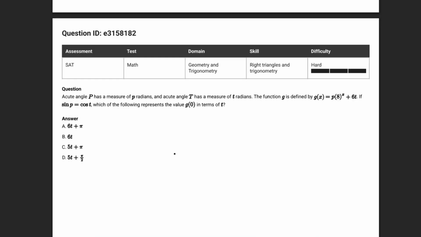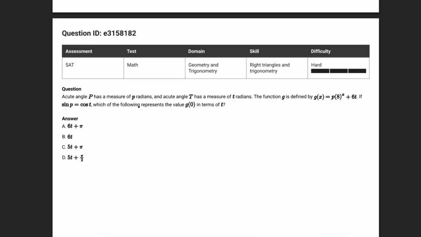Okay, next question. Acute angle P has a measure of P radians, and acute angle T has a measure of T radians. The function g is defined by g of x equals P times 8 to the x plus 6t. If this is true, which of the following represents g of 0 in terms of t? This question is very hard, and most of you have probably never done anything like it.